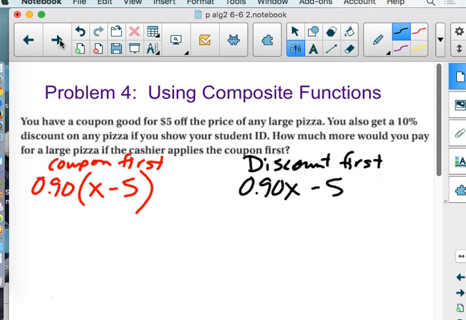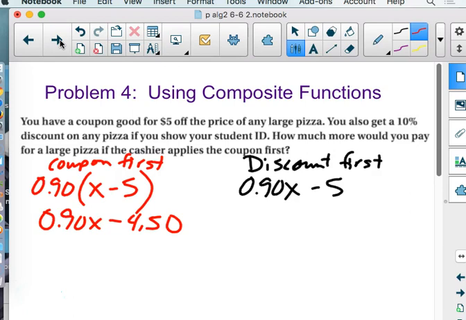And this one is done. There's no math we can do there. It's just as it is. Is this done? We've got to distribute. 0.90x minus 90 cents times 5, that's $4.50. Hey, they didn't come out to be the same. Which one's the better deal?